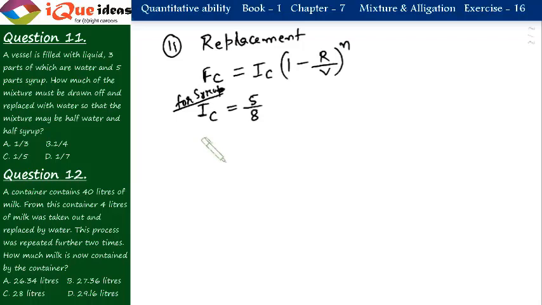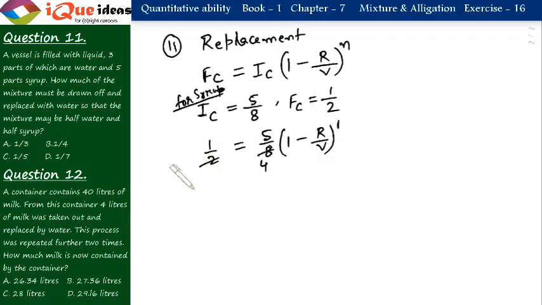And then the question says how much of the mixture must be drawn off and replaced with water so that the mixture may be half water and half syrup. That means final concentration of syrup would be 1 by 2. So we put it in the formula and we get Fc, that is 1 by 2, Ic, that is 5 by 8, into 1 minus R by V. We don't have to calculate R and V separately, we have to find R by V. Now here we are doing it only once, so N is 1. Then we do the calculations. 2 cancels 8 4 times, 4 goes on the other side, 5 comes to the denominator, it becomes 4 by 5 is equal to 1 minus R by V.